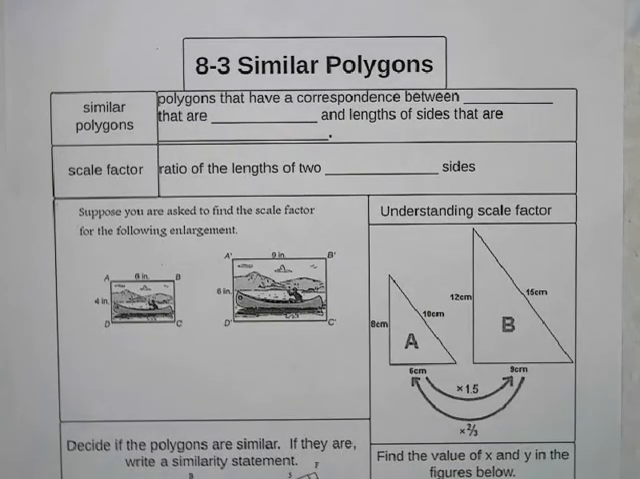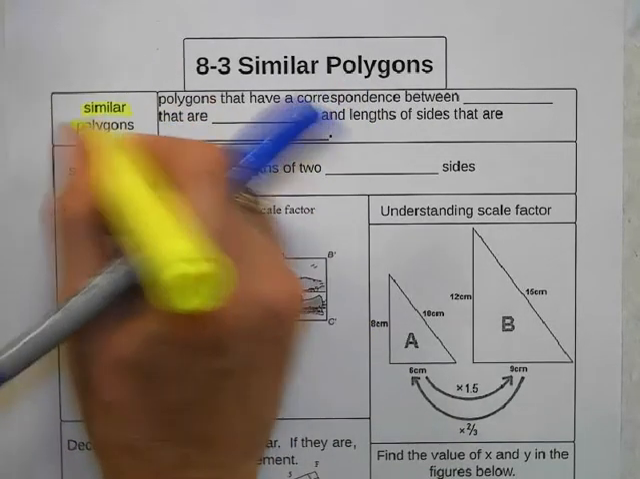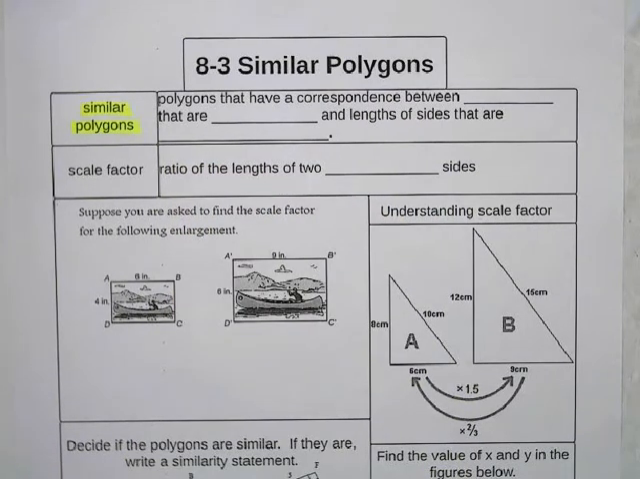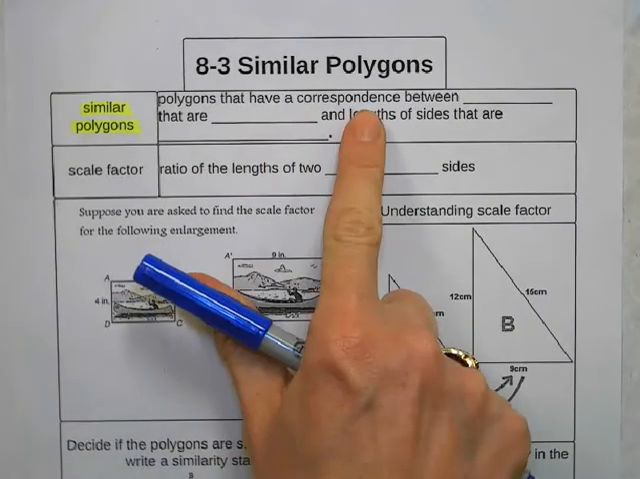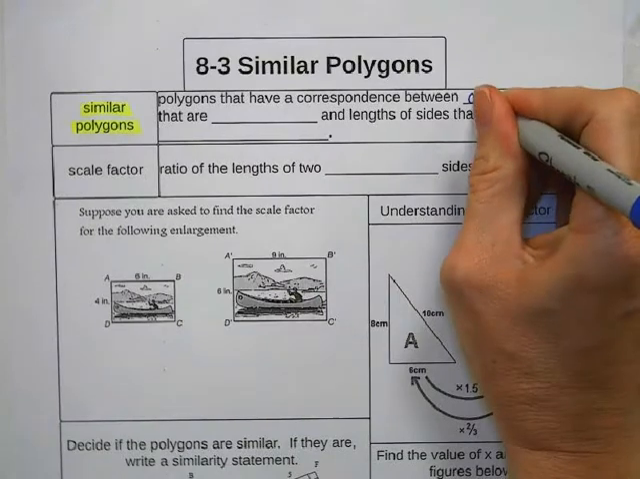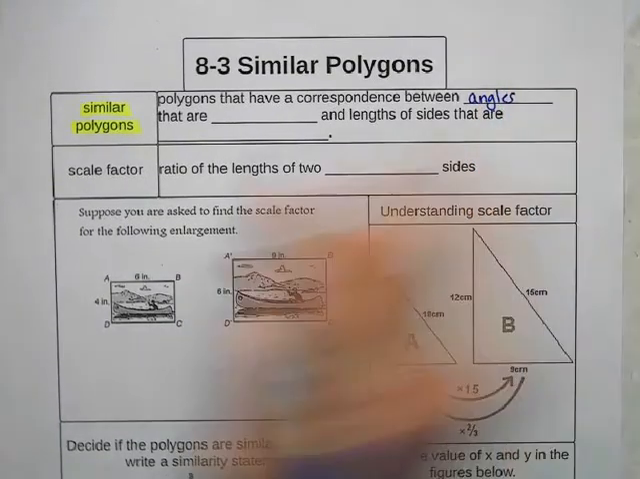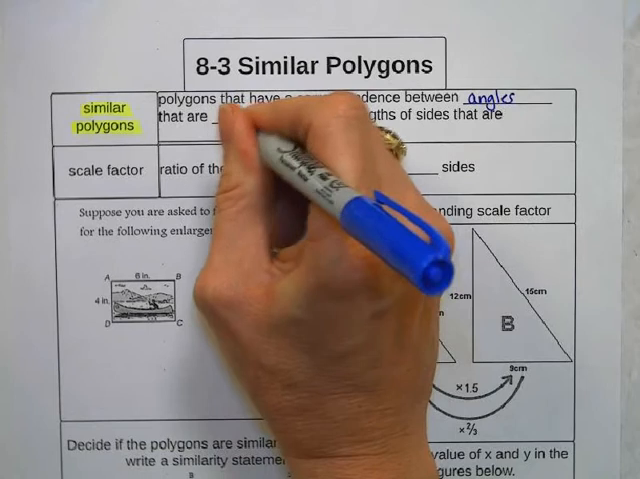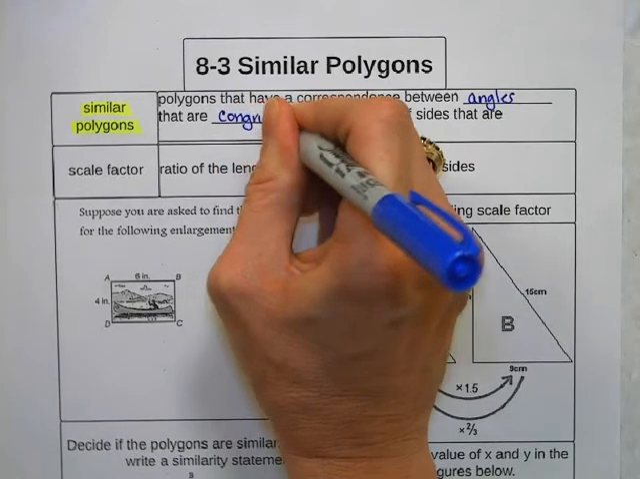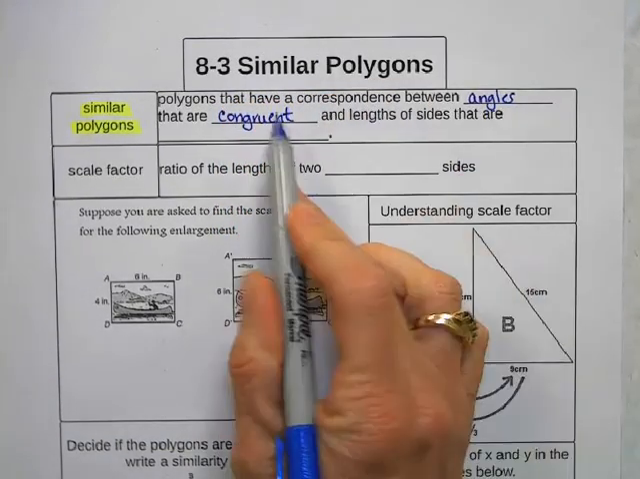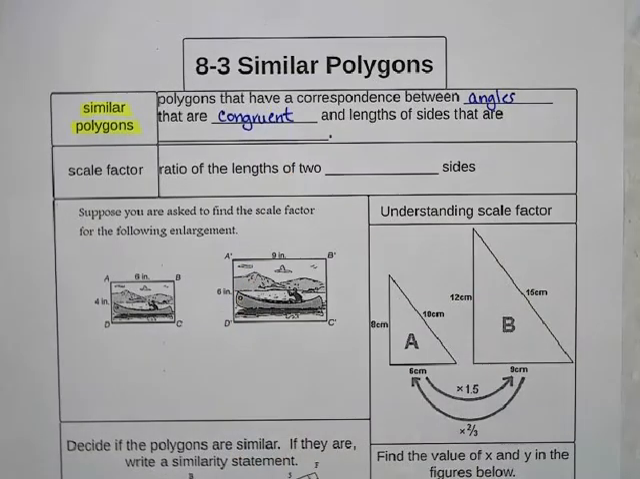Alright, so the first thing we're going to talk about is the definition for similar polygons. So I'm going to highlight that, and if you have a highlighter you can follow along with that, or you can do it later, that's fine too. So the definition for similar polygons is polygons that have a correspondence between angles that are congruent. Yes, I did say their angles are congruent. It is weird how that works out.